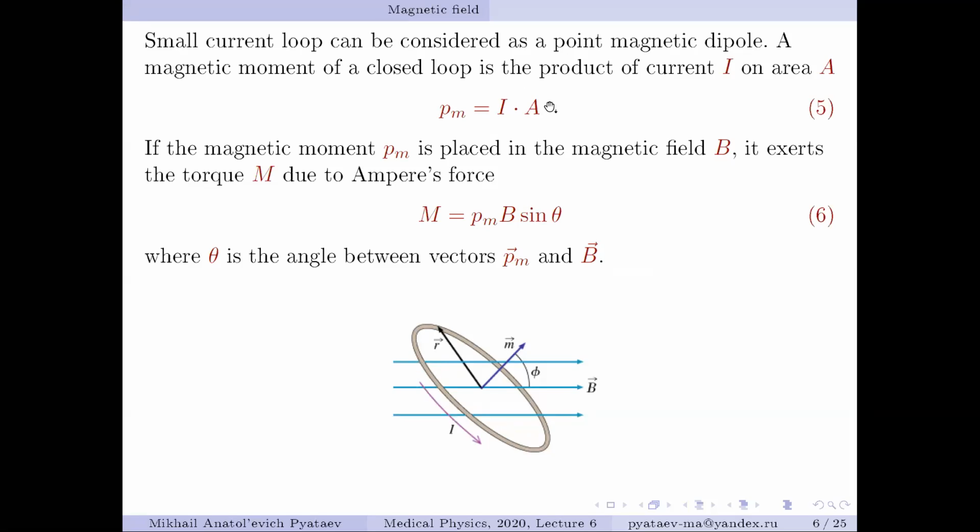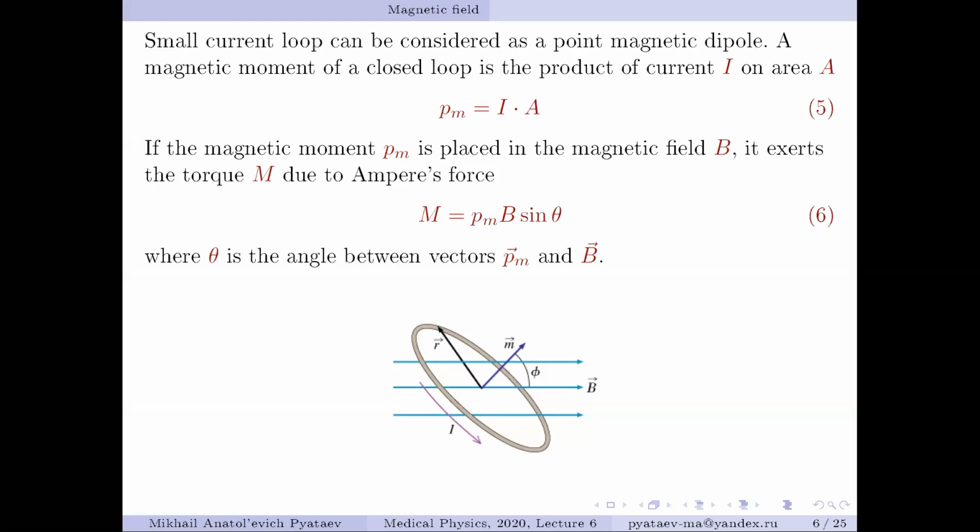So at large distances, the shape of the loop, and what else? The width of the wire with current. This becomes not important from large distances. We cannot distinguish different shapes. We cannot understand if the wire is thick or thin. The only quantity which describes the magnetic field of a small current loop is its magnetic moment.